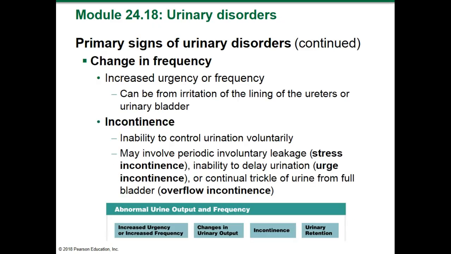Also, change in frequency can mean something. If you have increased urgency or frequency, it might be irritation of the lining of the ureter or the urinary bladder. And then incontinence is another problem, or the inability to control urination voluntarily. It could be periodic involuntary leakage, that's called stress incontinence, or inability to delay urination, or urge incontinence, or continual trickle of urine from the full bladder, or overflow incontinence.